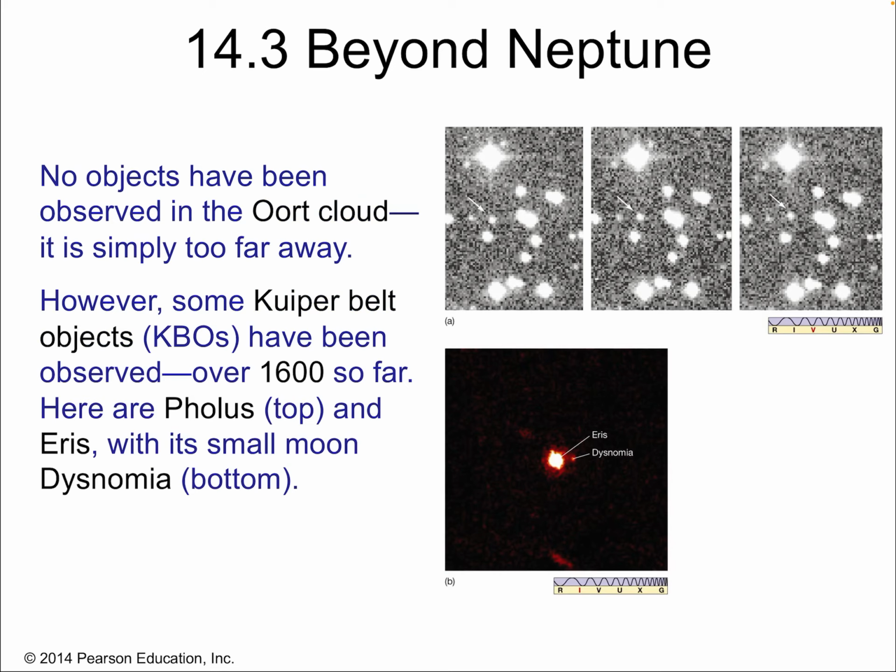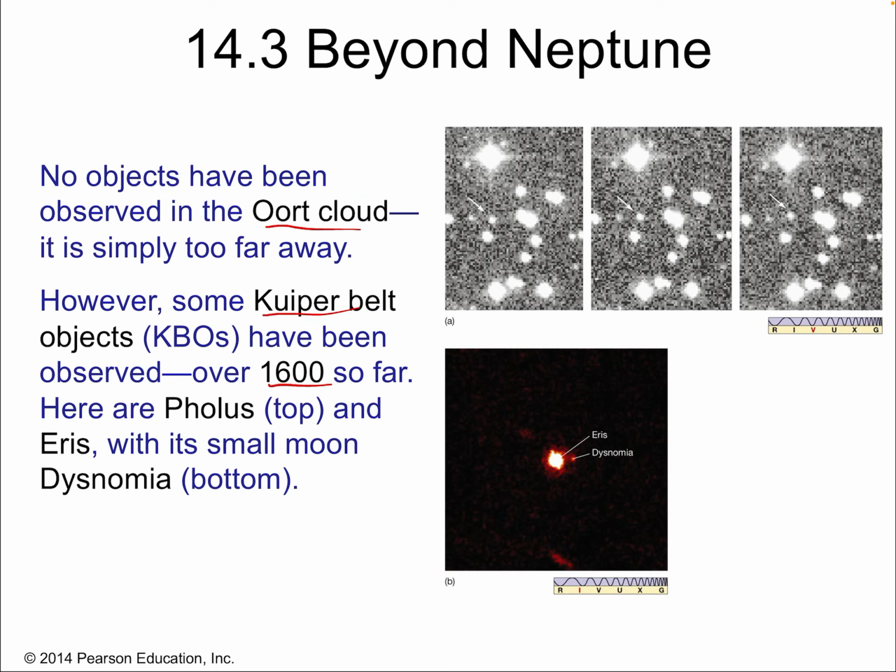Okay? So no objects have ever been observed in the Oort cloud, as I said before. It is simply too far away. That's obviously a goal of astronomy, to get direct observation of the Oort cloud, but we're not there yet. However, some Kuiper Belt objects have been directly observed. All right. So over 1,600 so far.